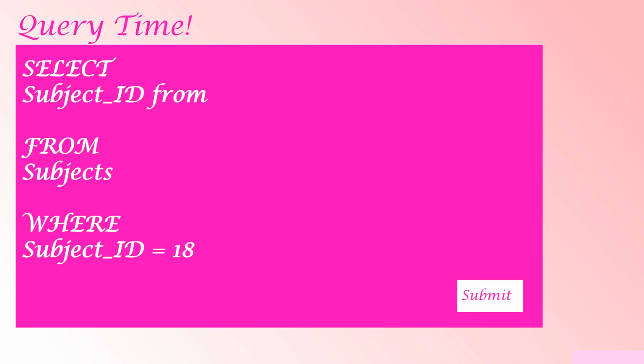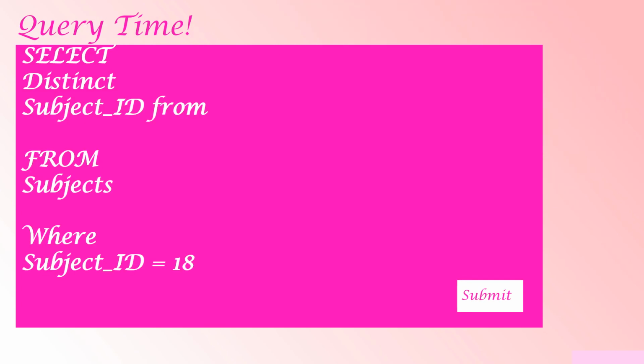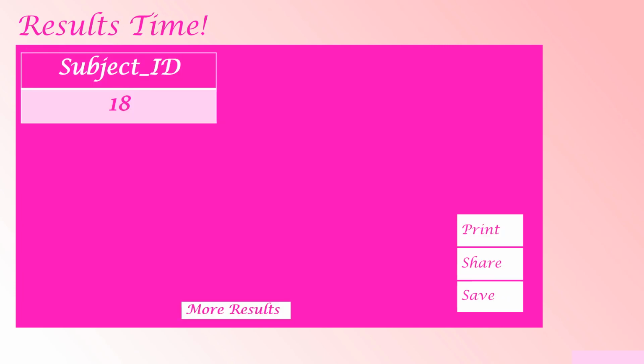So if the table was designed like this, and we wrote a simple query like this, selecting subject ID from the subjects table, where subject ID equals 18, do you think there would be any duplicate rows? There certainly would be. This query is pulling back the subject ID for each row Clara has in the database. So we could add in the distinct keyword. Now how many rows do you think we would get back? Ta-da, a single row, because that distinct removed all of the duplicate rows.